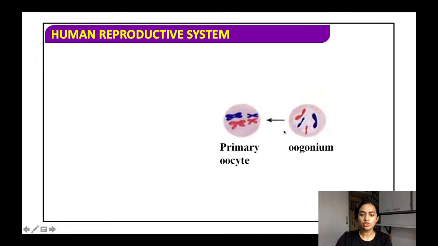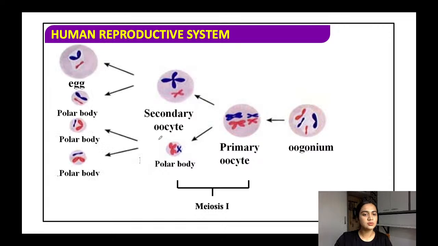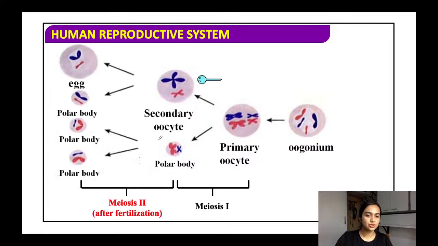See, this is the oogonium. It first starts with the primary oocyte. Now this oocyte will undergo division and form one large secondary oocyte and one polar body. So this is our meiosis 1. Meiosis 2 will happen only when fertilization is complete. If fertilization does not happen, it will stop at metaphase 2.